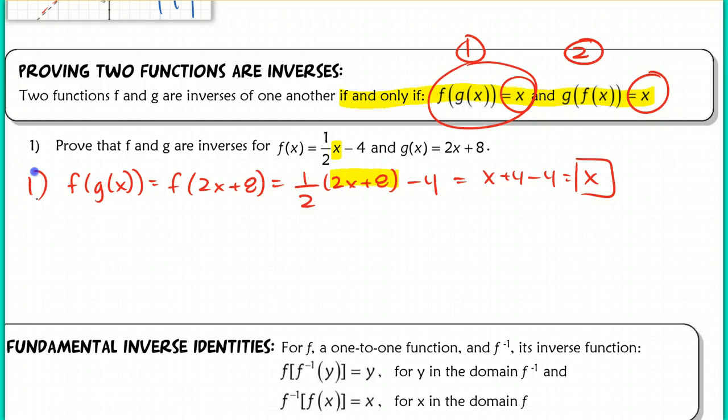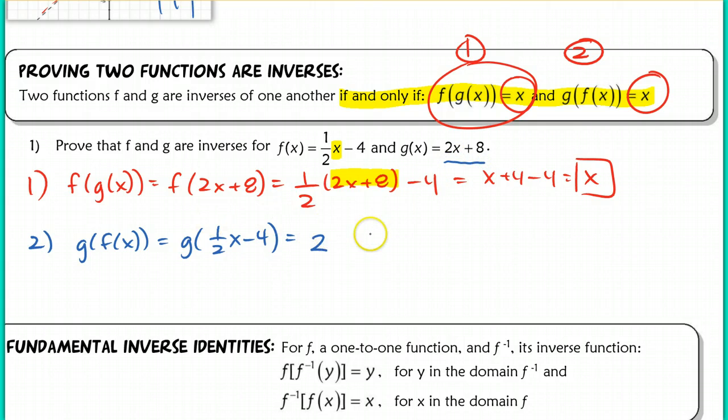So that's step 1 for proving that these are inverses of one another. Step 2 is now to show that g of f of x also equals x. So let's start with that calculation. The composition of g and f, g of f of x, is g of 1/2 x minus 4. So now I'm going to take my g of x here, 2, and then multiply it by 1/2 x minus 4, and add 8 to that.